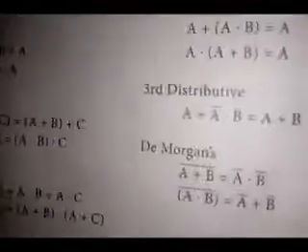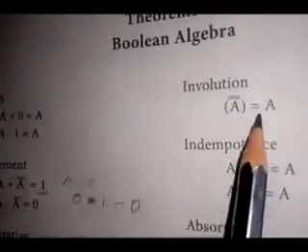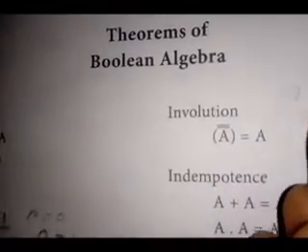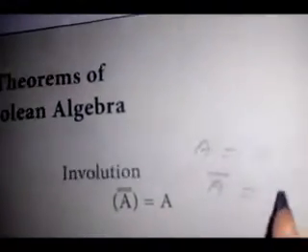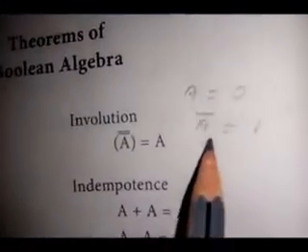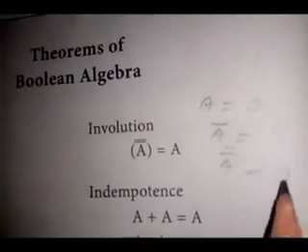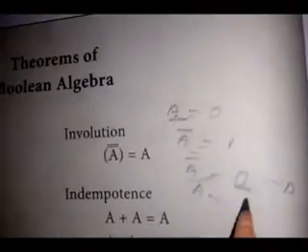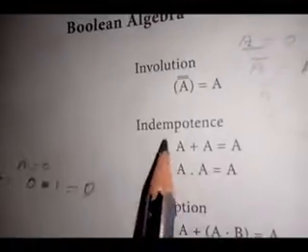That is the thing. Then next, involution. A double bar equal to A. See here, for example, A equal to 0 I am taking. A bar, what is the A bar? A bar is 1. A double bar, A bar is 1, A double bar is what? 0. That 0 is this A. That's why A double bar equal to A. Did you get?